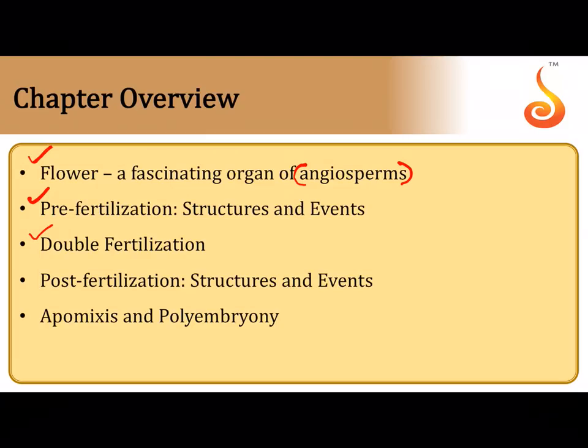And then we shall see the process of the fusion between the gamete and the egg, that is referred to as syngamy, which is a part of a much more complex process that is referred to as double fertilization. Then we shall see what happens after fertilization in the flower, what are all the changes that happen in the plant body, and what are the structures and events associated with the same in the post-fertilization events. And lastly, we will be discussing certain aspects such as apomixis and polyembryony.